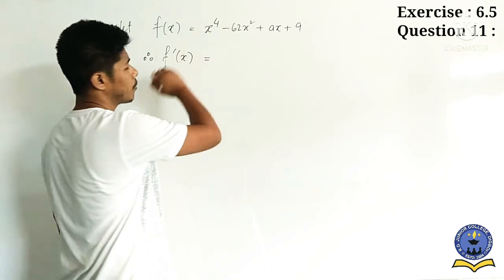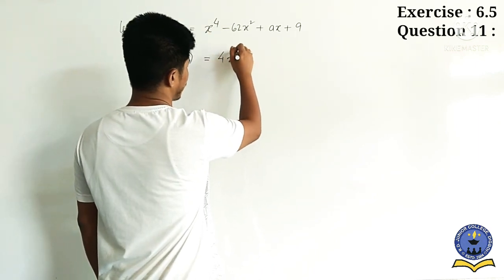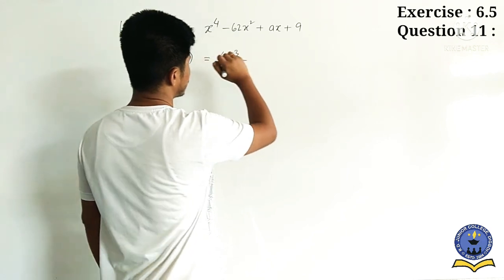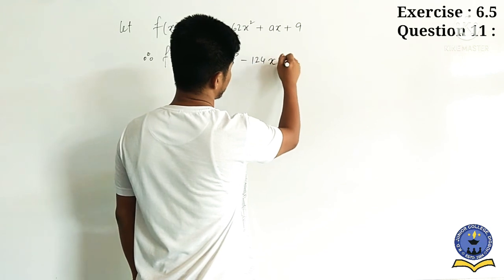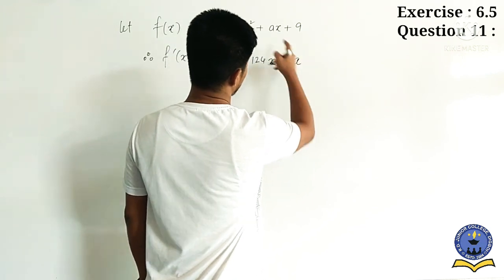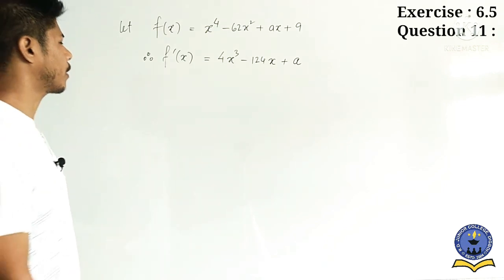So f dash of x equal to, when we have to differentiate this one, d/dx of x to the power 4 we write as 4x cube, minus d/dx of this one is 124x, plus of this one is a. A is the constant term, d/dx of x is 1. Is it clear? So this one we get.